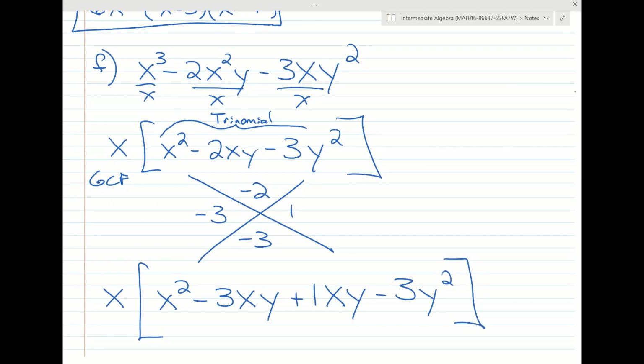Just remember the rules. You take your 2 numbers, and that always breaks up what's in the middle. The middle is -2xy, so you're gonna have -3xy plus 1xy. The fact that there's multiple variables doesn't change anything. You can cut it down the middle and then factor by grouping.